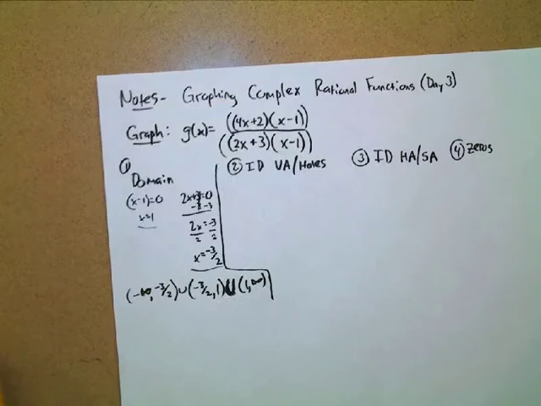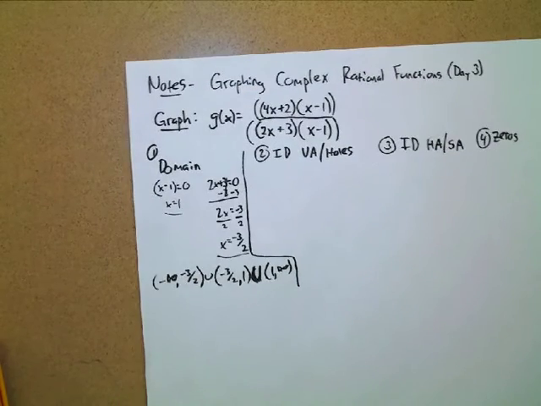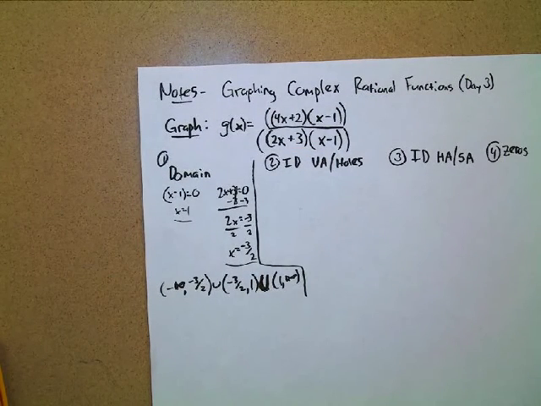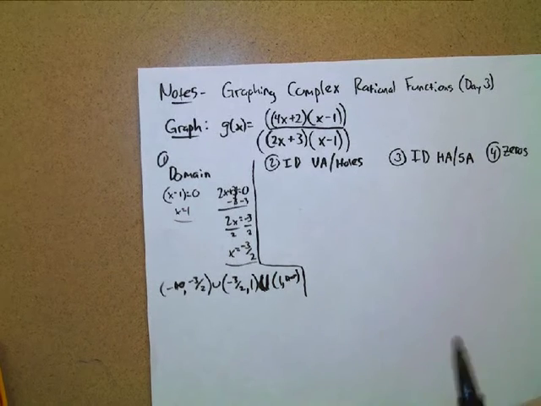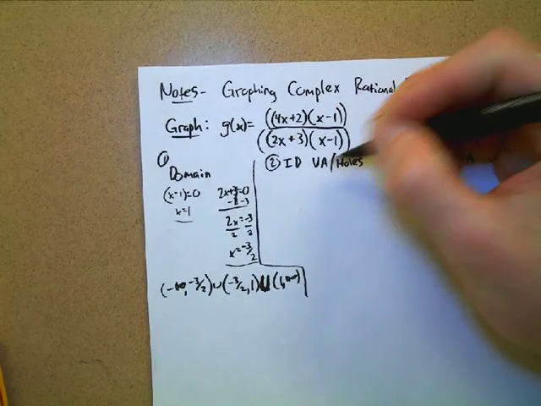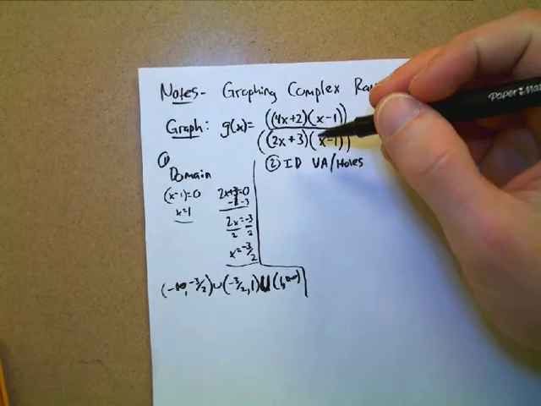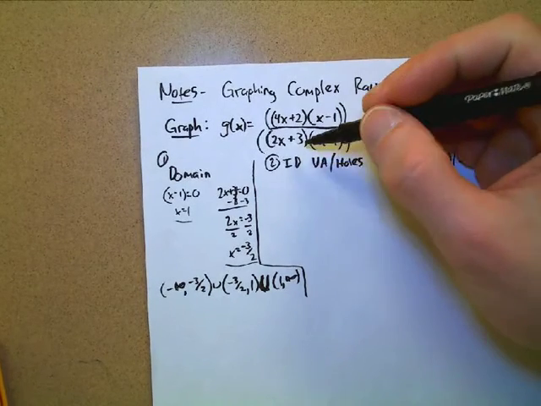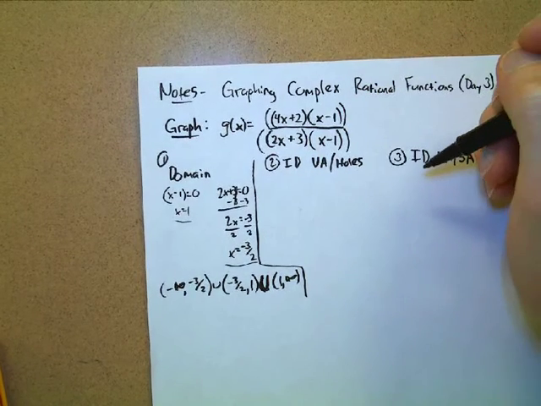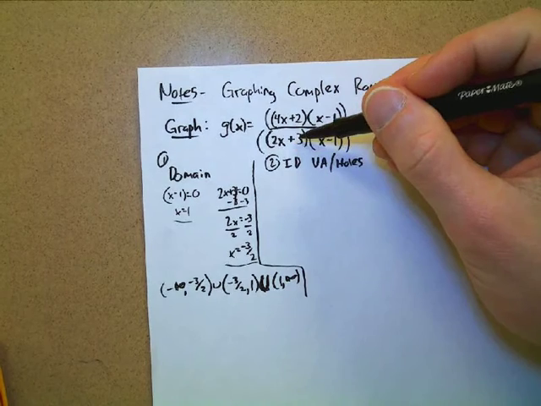What else, though? What else about our function here? How can we just tell by looking at the function that negative 3 halves is going to be a vertical asymptote? Let me ask the question a bit differently. Which factor down here gave us negative 3 halves as an answer? The 2x plus 3, right? Do you see 2x plus 3 in the numerator?